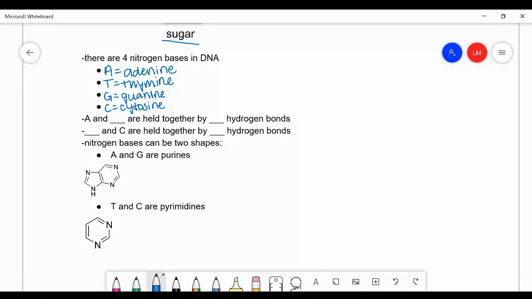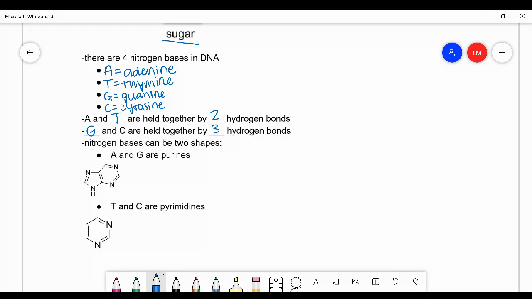And remember that DNA is double-stranded, so there's going to be 2 nitrogen bases across from each other on either side of that ladder shape. And those are going to be held together by hydrogen bonds. What we know about DNA is that A and T match up and are held together by 2 hydrogen bonds. And G and C are held together by 3 hydrogen bonds.